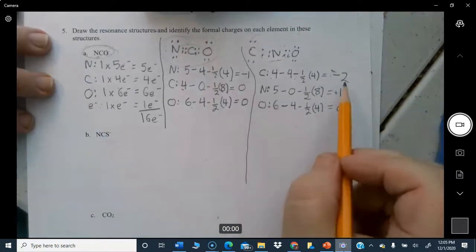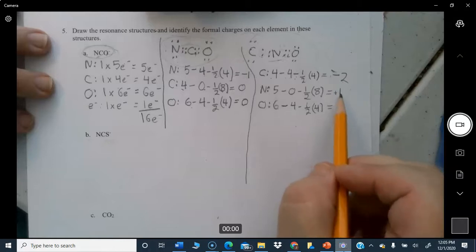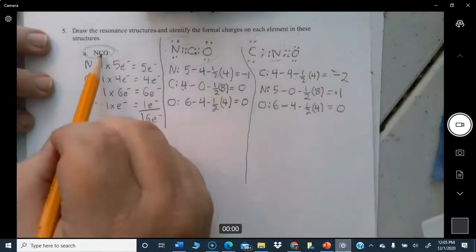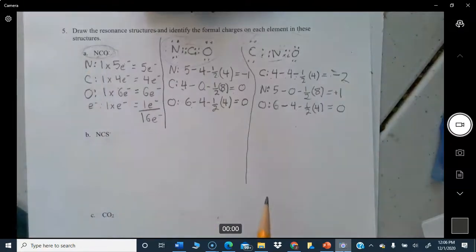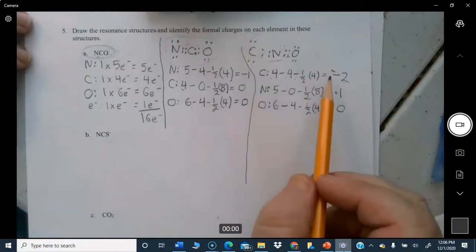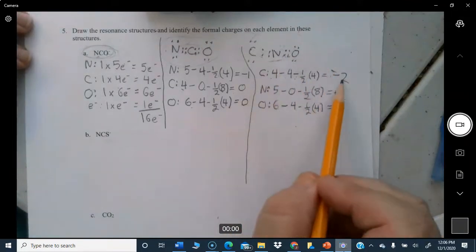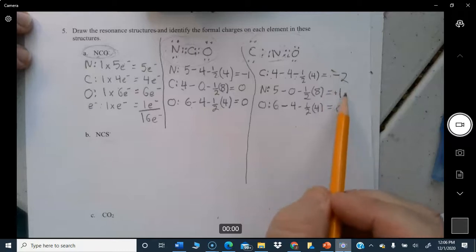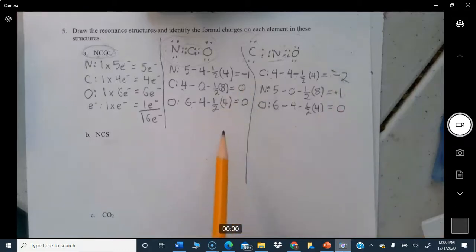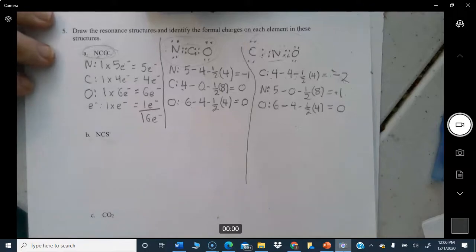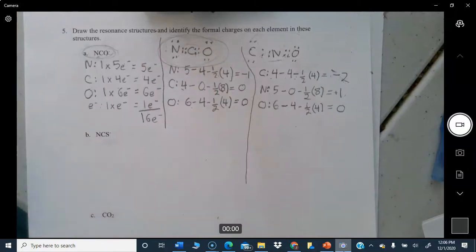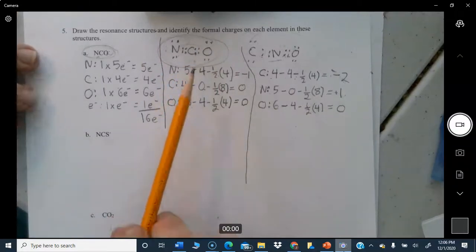Okay, and what you'll notice is if you add up the formal charges here, negative 2 plus 1 plus 0, you get negative 1, which again is the charge on the ion. So it would seem that this is the least stable of them because the difference from 0 is greater here than it is here. That's how you would know that this is really the proper configuration. Carbon should go in the middle, and our rule saying that the least electronegative should go in the middle validates that.